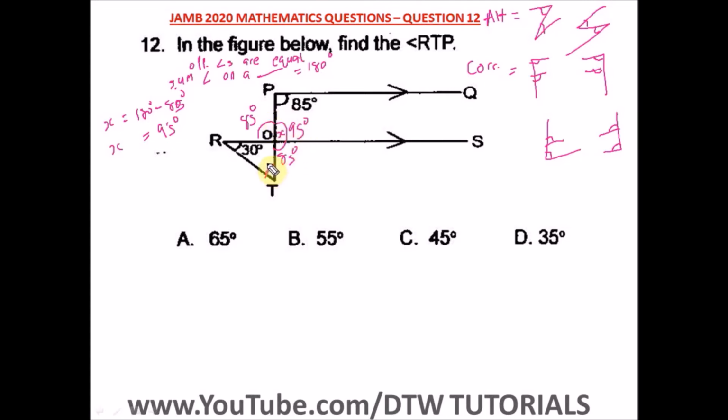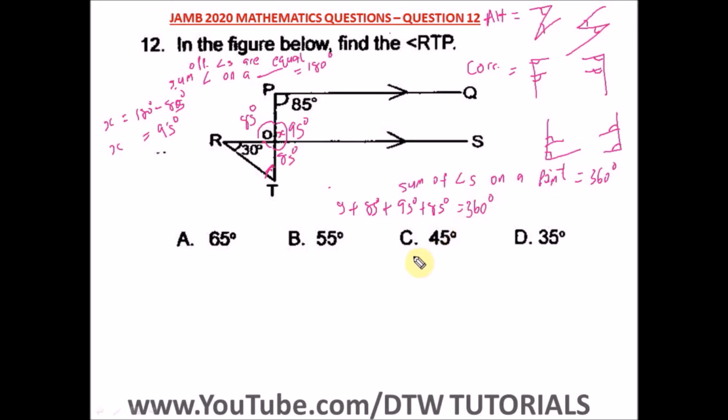So we have to find the angles here. To find the angles here, we must find the angles here. This is angles about a point. Remember, the sum of angles at a point is equal to 360 degrees. So let's call this y. So we have y plus 85 plus 95 plus 85 is equal to 360 degrees.